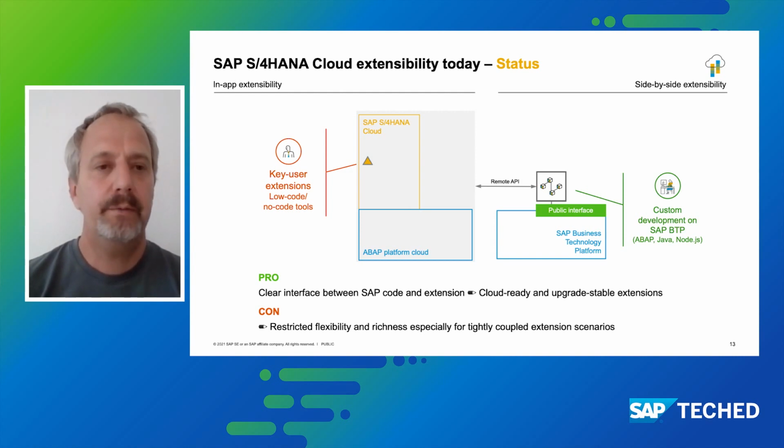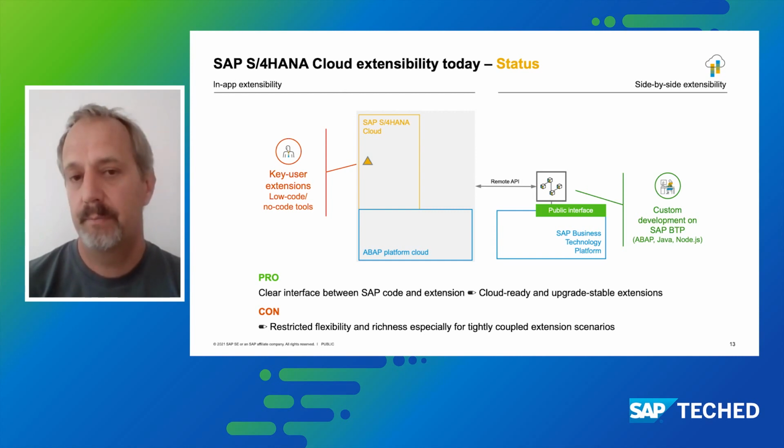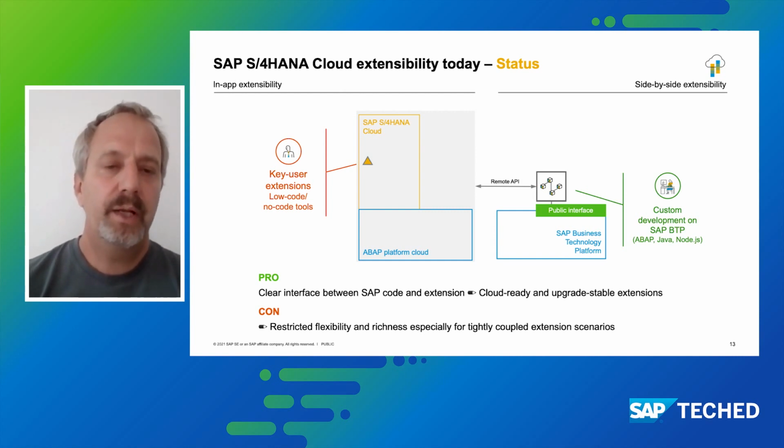Good. After seeing that, key user, BTP, and in the ABAP area, it's Steampunk. Now let's check the pros and cons. So good is that we now have, as S/4HANA Public Cloud, real upgrade-stable and cloud-ready extensibility options, all focusing on the public interface, and the cloud rules for extensibility are in place. The con, or bad, is that currently the richness and the flexibility of these options can't be compared to what we have on-premise. So what are the drawbacks?